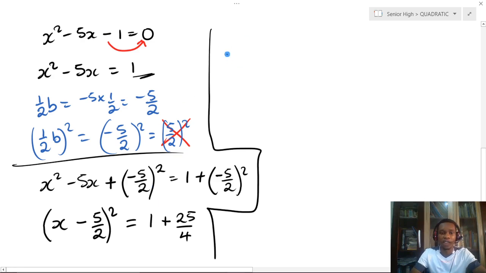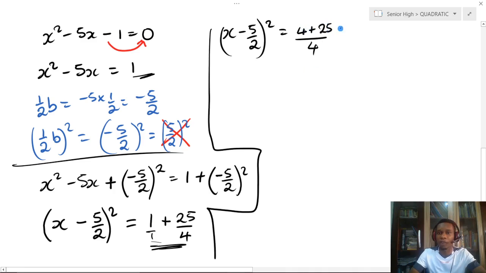So let's continue. We can still solve this one by finding the LCM. LCM of 4 and 1 is 4. So that will be x minus 5 over 2 squared is equal to, now if you find the LCM, it is 4, right? So 4 divided by 1 is 4. 4 times 1 is 4. Plus here will be 25, because 4 divided by 4 is 1. 1 times 25 is 25. So 4 plus 25 is 29 over 4. So we have x minus 5 over 2 squared is equal to 29 over 4.